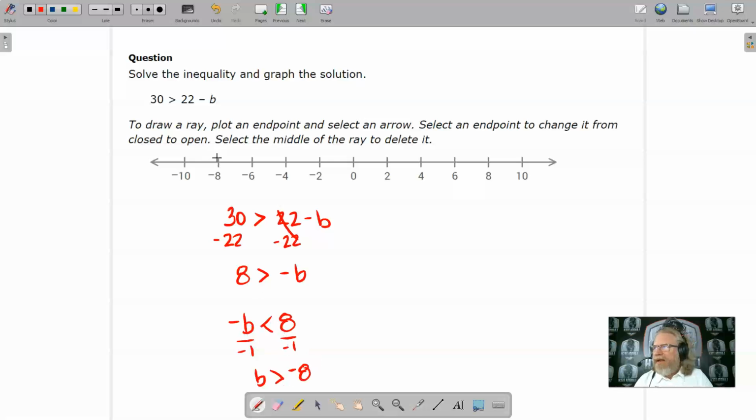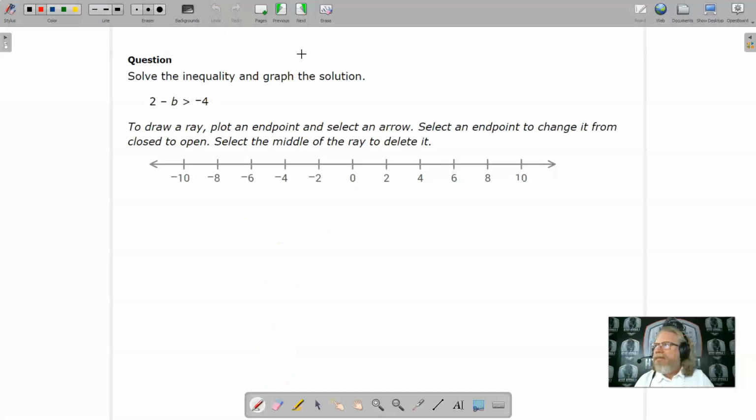So I do have negative 8 up here. I'm going to leave it as an open dot, because the sign is just greater than, not greater than or equal to. And to the right. I could always check that out. Selecting 0 is a good one. 22 minus 0 would be 22. And 30 is still greater than 22, so I know my answer is correct.